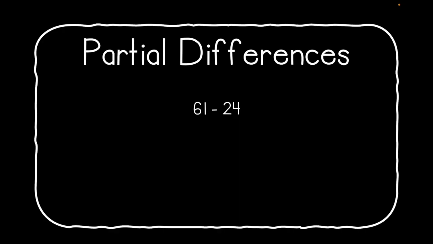61 minus 24. Let's think about how we would work this using the partial difference strategy. We're going to break it apart by place value. 60 minus 20, that's 40. And then 1 minus 4, and this is why partial difference strategy is a lot less prevalent than partial sums, because you do get into negatives. And we often say with kids, 1 minus 4, oh, you can't do that. But you can. 1 minus 4 is -3.